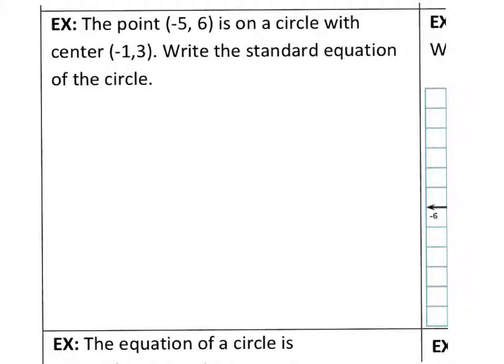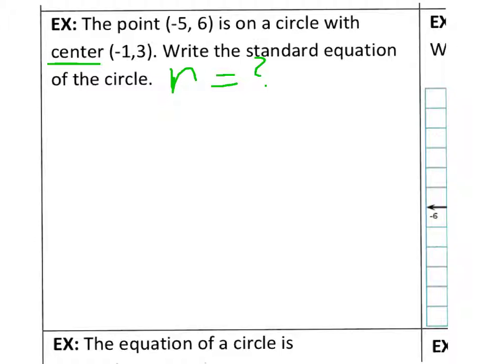In this example, I give you the point on a circle and the center. What are we missing, though? That's what we have to ask ourselves. What are we missing from this example? We've got the center, right? So here's our center. Our radius is the question mark. How can we figure out the radius?